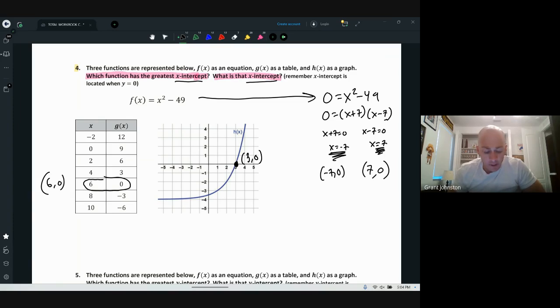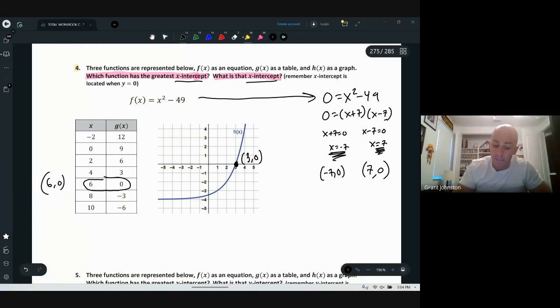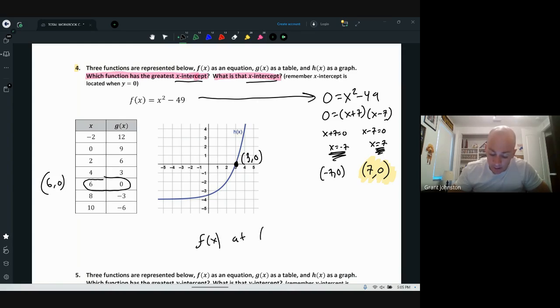So which function has the greatest x-intercept? Right here. 7, 0 is the greatest out of all those. And that's function f of x at 7, 0.